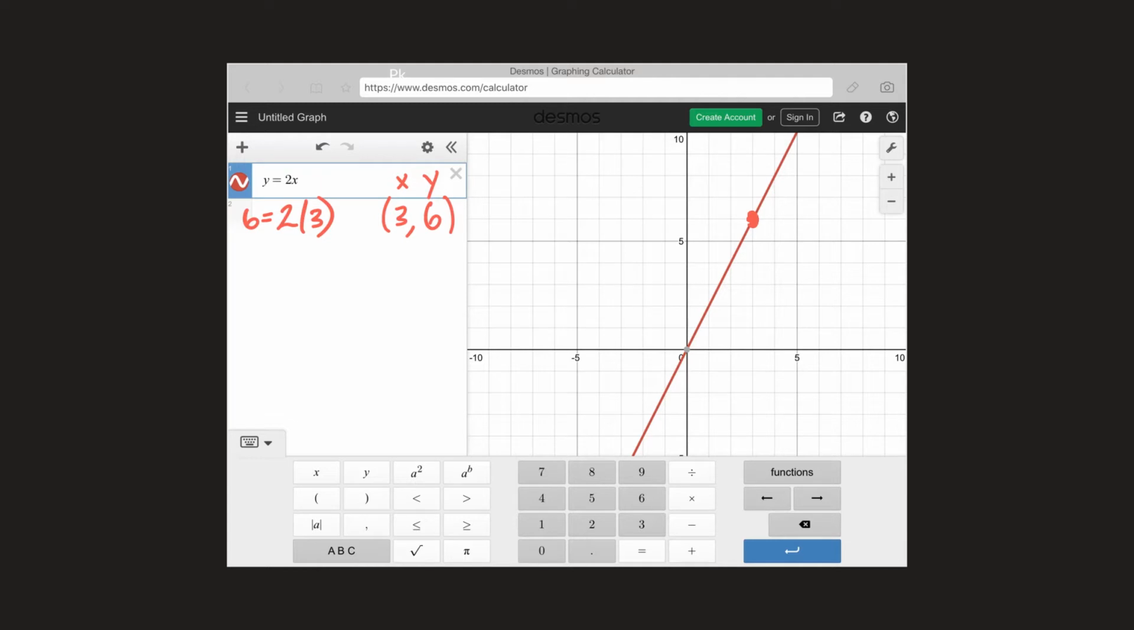Let's say I choose -2 for x. So it's 2 once again, but now the x number is changed to -2. For x, 2 times -2 is -4. And so for y, I got -4. And I can place a dot. Where is -2, -4? Right there on the line again.